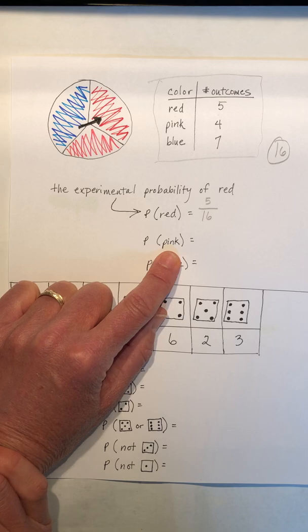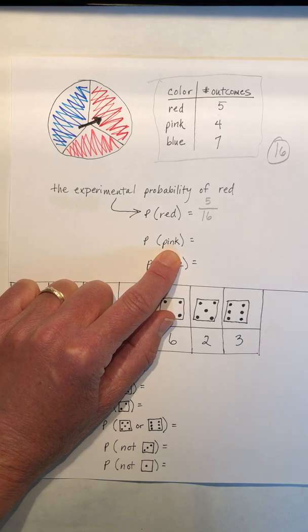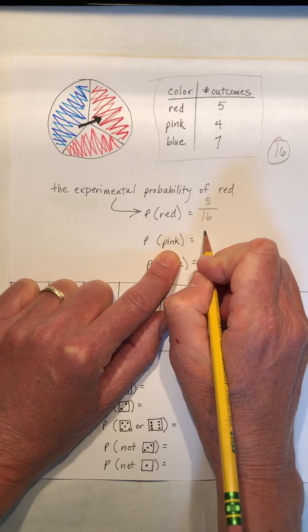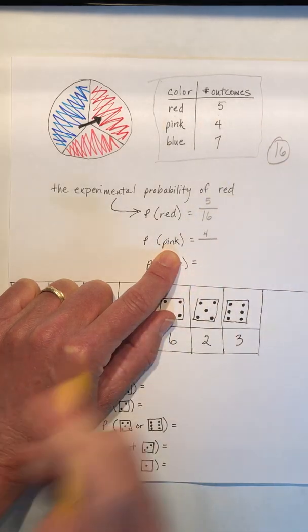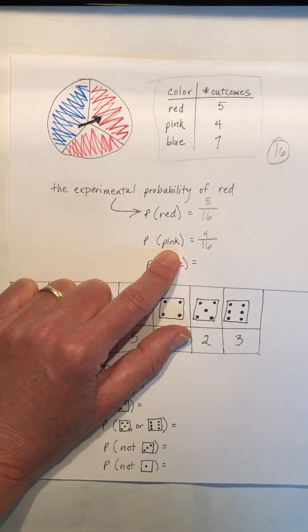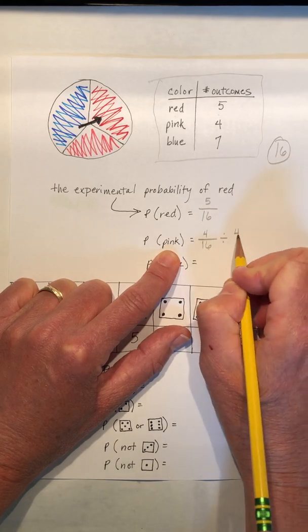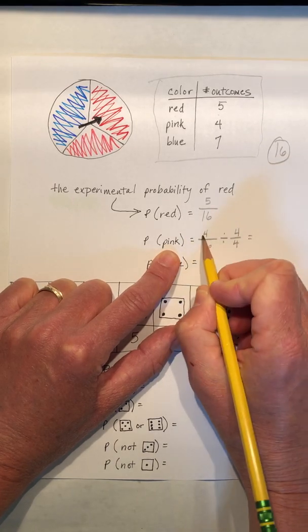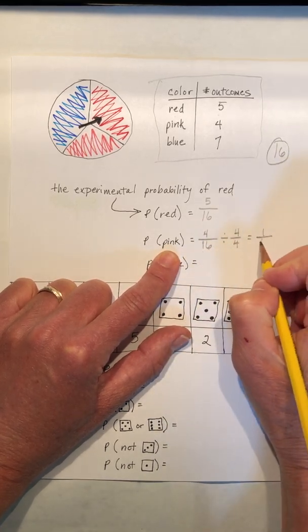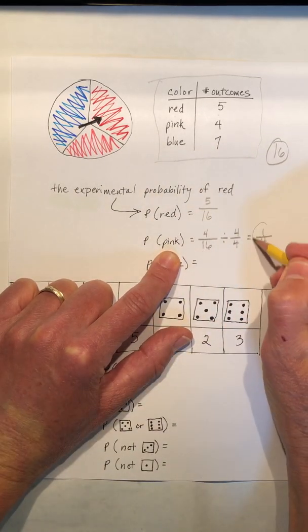Let's look at this one now. So the experimental probability of getting a pink. So how many times did I get a pink? I got a pink 4 times, that's my numerator, out of a total of 16 spins. 4 out of 16. That simplifies because top and bottom are both divisible by 4. 4 divided by 4 is 1, and 16 divided by 4 is 4. So the experimental probability of getting a pink was 1 out of 4.